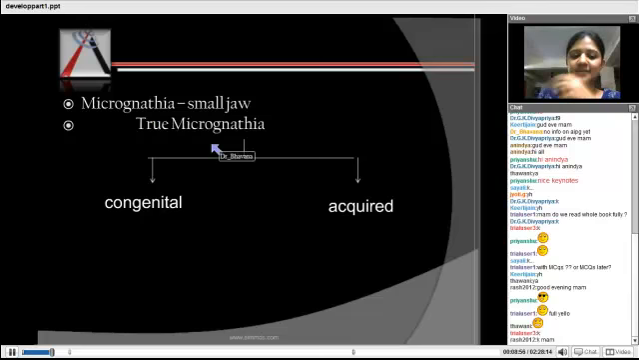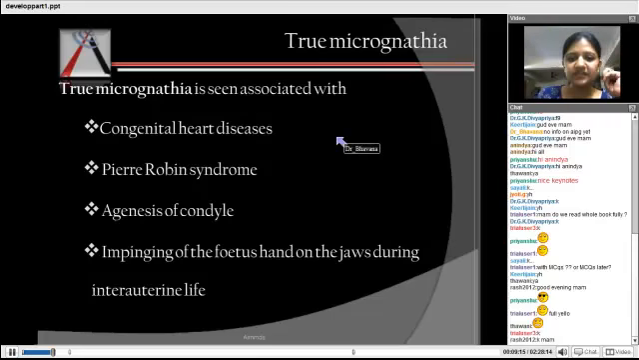True micrognathia is where the jaw is actually genetically small, where the actual problem lies with the jaw itself. So this true micrognathia can be divided into two types, where one is congenital and the other one is acquired. These terms are self-explanatory. Talking about true micrognathia, where will you find it? You will have a lot of points over here, so it will need revision. You can just keep reading them often.